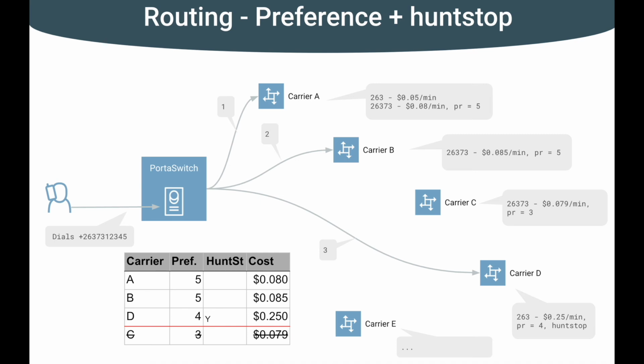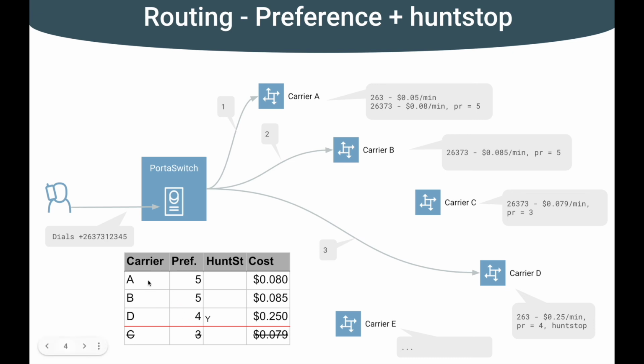There is one more parameter called Huntstop. We can set our Huntstop parameter also in the vendor tariff. We are going to see how it's done in a moment. What does Huntstop mean? Huntstop means that routes with a preference lower than where the Huntstop is set should be ignored by the system. So, as in our example, if we set our Huntstop for carrier D, our carrier C is going to be ignored because its preference is lower than that of D. Any carriers with a preference lower than 4 are going to be ignored by our system.